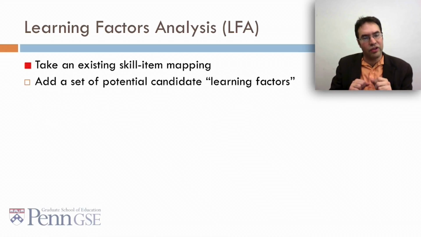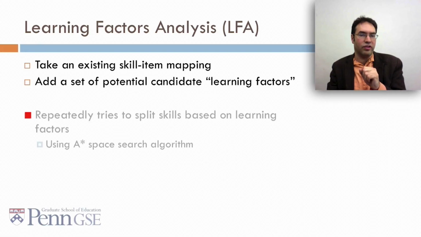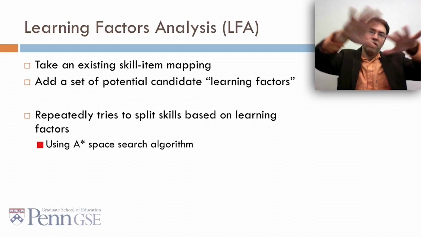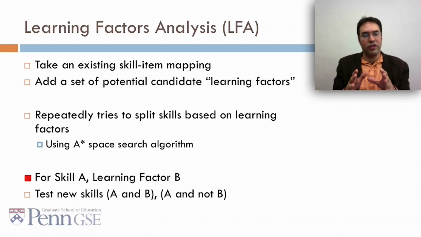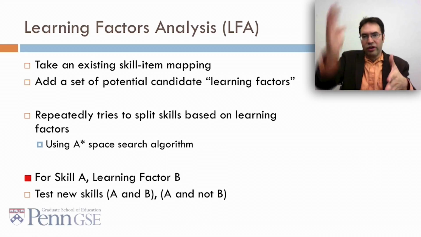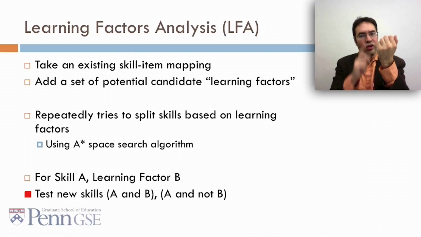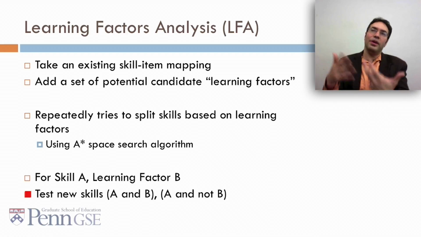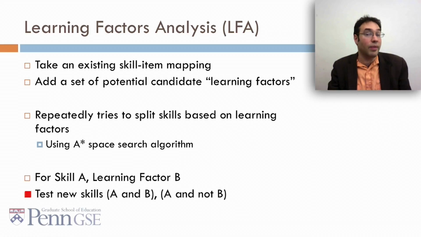So what LFA does is take an existing skill item mapping and add a set of potential candidate learning factors. It repeatedly tries to split skills based on those learning factors using a search space algorithm that goes through a lot of possible combinations. And what it basically does is repeatedly says, you've got a skill A, you've got a learning factor B. Let's try a new skill, A and B. And let's try another new skill, A and not B. Do either of these ones make the model better? And it tries a bunch of combinations of these and eventually comes to a better combination of skill item mappings, hopefully.